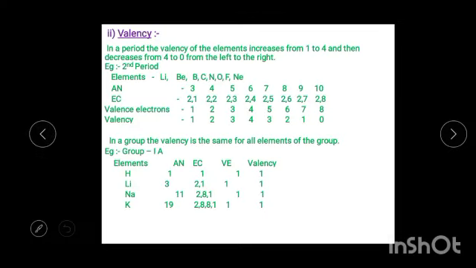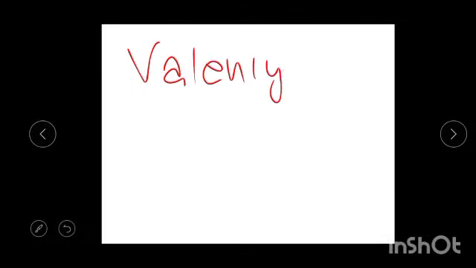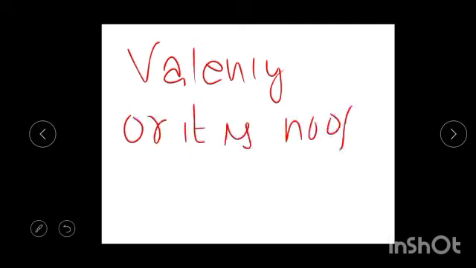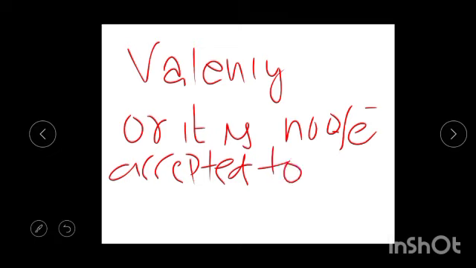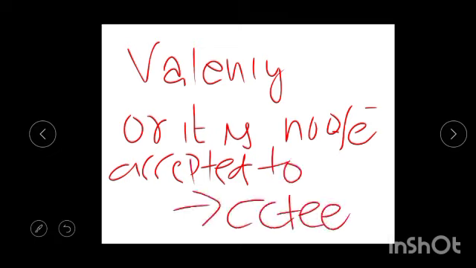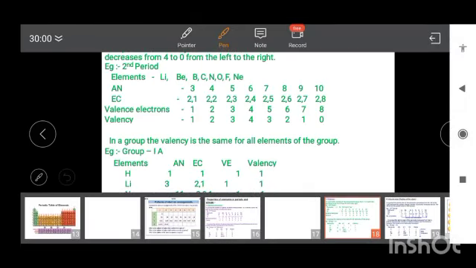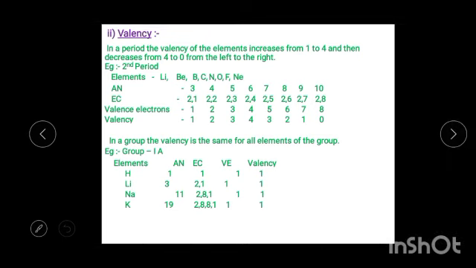And we'll move to valency. What do you mean by valency? Valency is the combining capacity, or the number of electrons accepted to fulfill the octet. What do you mean by octet? It is 8 electrons in the valence shell.